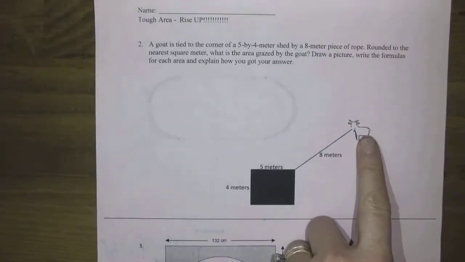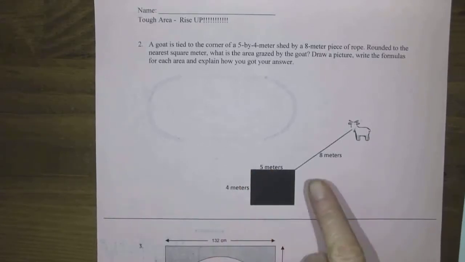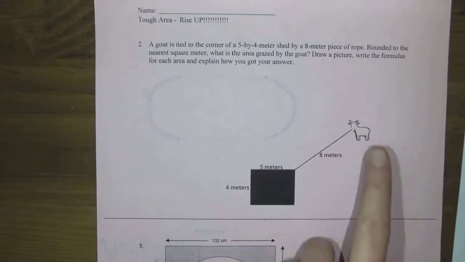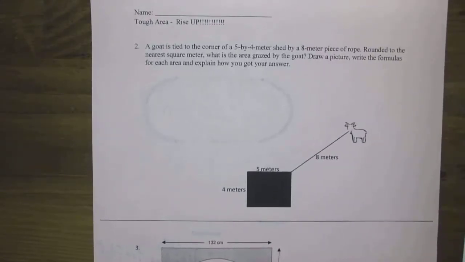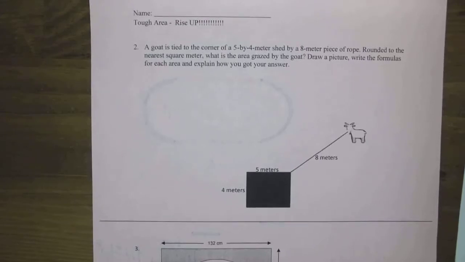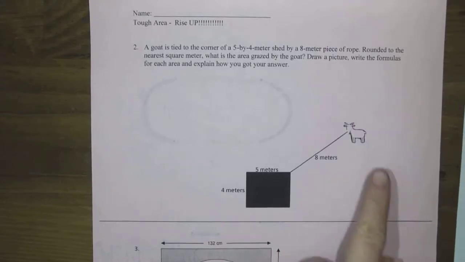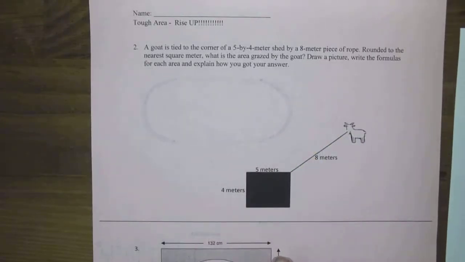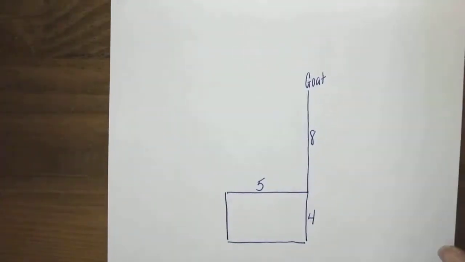A goat is tied to the corner of a 5x4 shed with an 8-meter rope. Rounded to the nearest square meter, what is the area grazed by the goat? Draw a picture, write the formulas for each area, and explain how you got your answer. So I want all of that. I want a clear explanation. This was a little small of an area for me, so I went and put it on a separate sheet of paper.